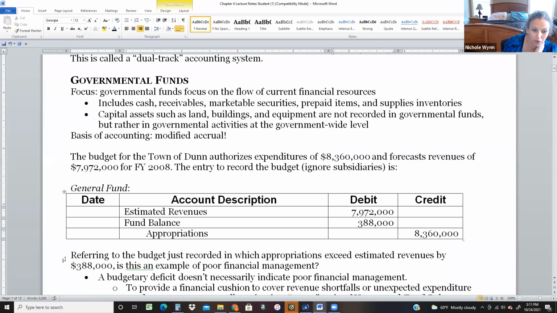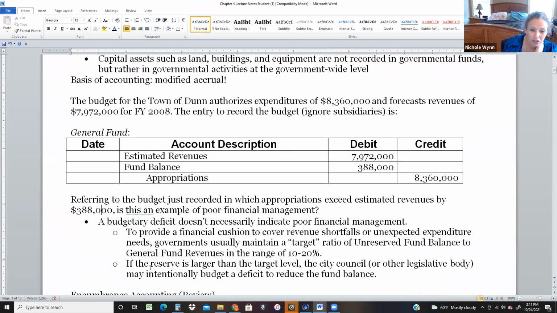So it says referring to this budget in which appropriations exceed revenues by 388, is this an example of poor financial management? And the answer is not necessarily. So it could be because we've got too much in our unreserved fund balance account. And so we can intentionally budget a deficit to reduce that fund balance.